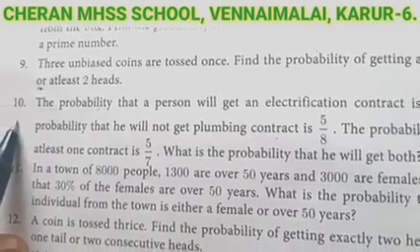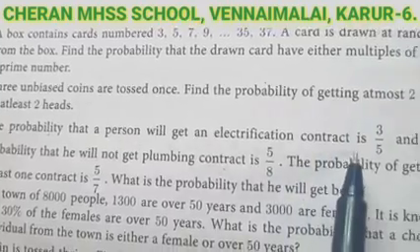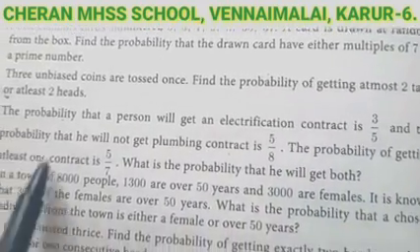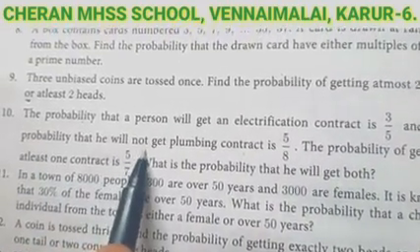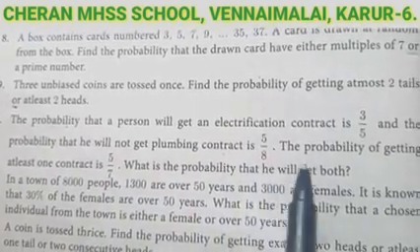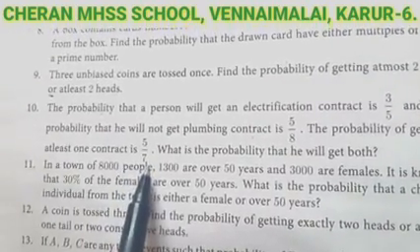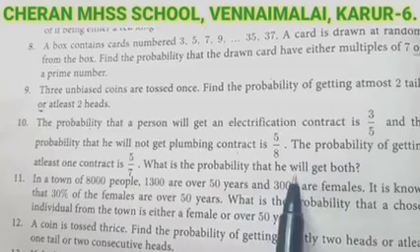Sum number 10. The probability that a person will get an electrification contract is 3 by 5 and the probability that he will not get plumbing contract is 5 by 8. The probability of getting at least one contract is 5 by 7. What is the probability that he will get both?